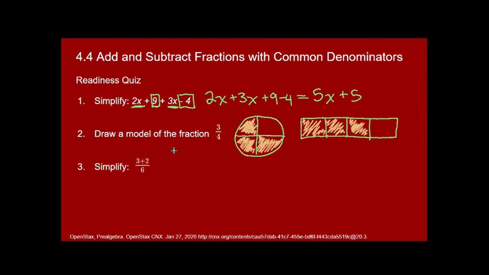And then simplify 3 plus 2 divided by 6. So remember, the fraction bar acts as a grouping symbol. So we have to do everything on the top and then everything on the bottom and then put them together. So let's simplify the top. 3 plus 2 equals 5. And the bottom is already simplified. It's just a number, 6. Okay, so we've simplified the numerator. And then we need to check, can we simplify this entire fraction? No, we can't, because there's no number that is a factor of 5 and 6 other than 1. So that is the simplified version.